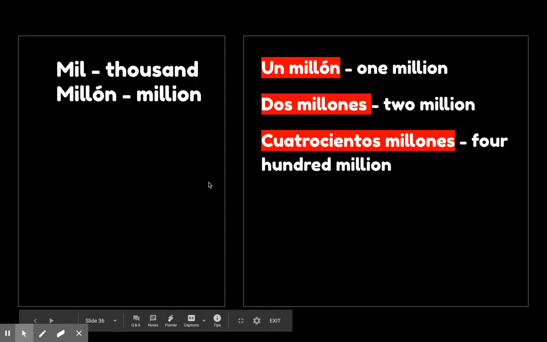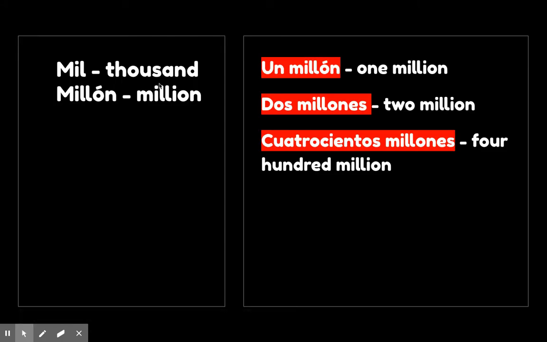Last slide here. Remember, mil is a false cognate. It is 1,000. Millón is million. So, un millón is 1 million. 2,000,000, 2 million. 400,000,000, 400 million.